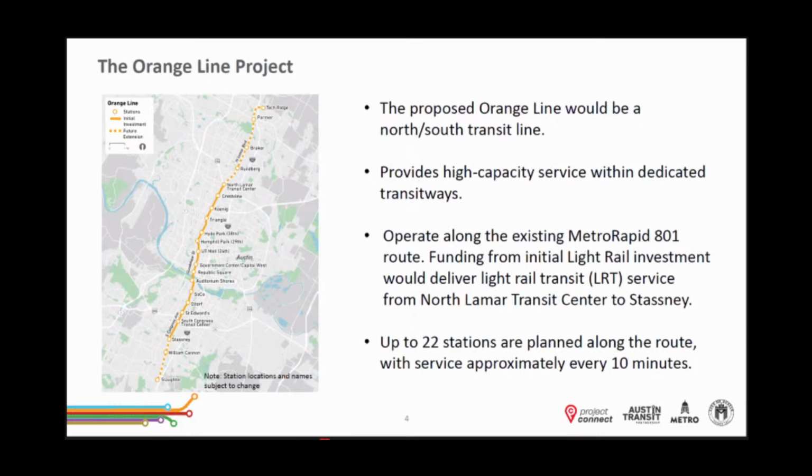Given recent trends in federal grant funding, the funding approved by the City of Austin voters would provide the local match to build an initial investment in the Orange Line from Stassney to North Lamar. That's the solid orange line on the screen.